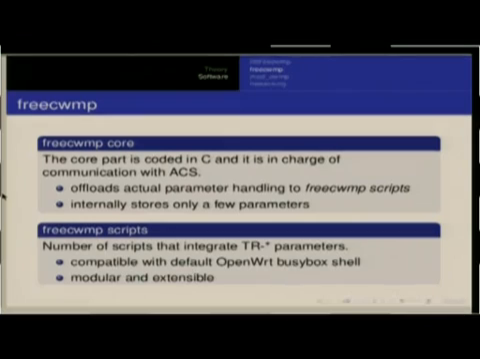Some of the work involves reworking scripts that I have coded in the early beginnings but now they are more evolved, so they could use some refactoring. Freecwmp scripts must be compatible with the default OpenWRT BusyBox shell, and the ones that are in the Git repository are modular, and you can extend them pretty easily to do whatever you want. Okay.